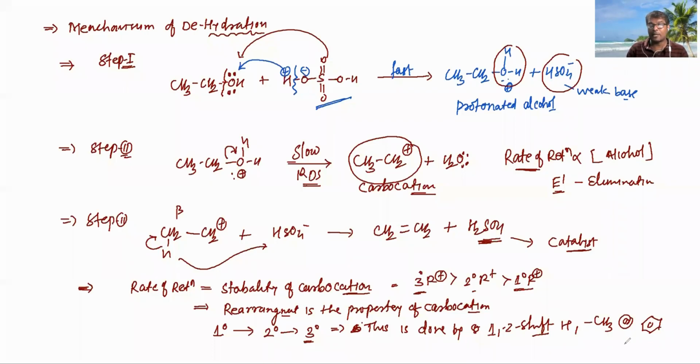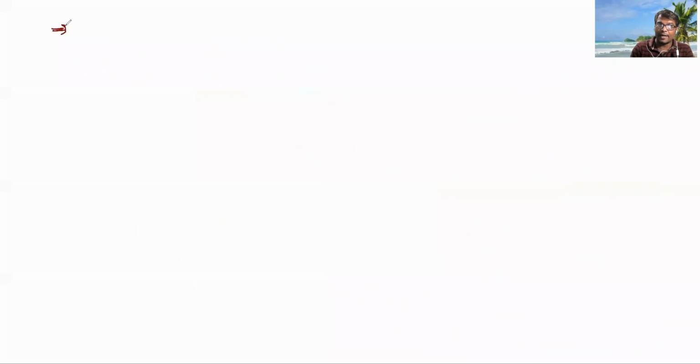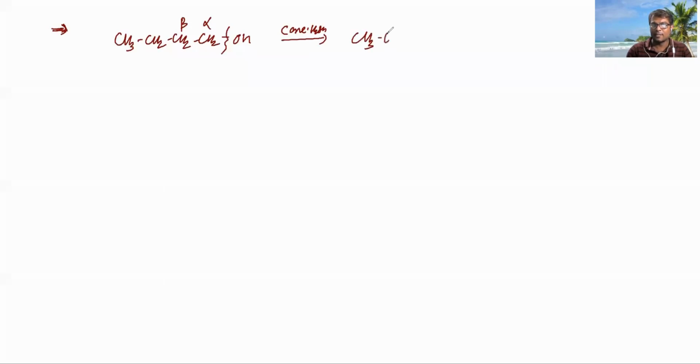For example, I have given one explanation for the shifting of hydrogen. Here is the dehydration of n-butyl alcohol. n-Butyl alcohol undergoes dehydration using concentrated H2SO4. What is the product obtained? In the general way, we decide this is the alpha carbon, this is the beta carbon, and the product is CH3CH2CH=CH2 plus H2O. This is the product obtained by dehydration using concentrated H2SO4, but it is a minor product.